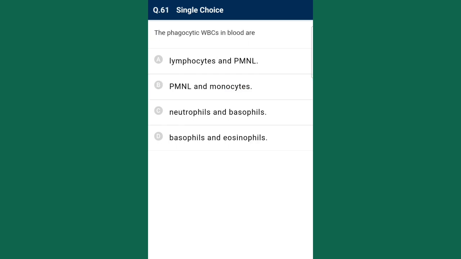Question number 61. The phagocytic WBC in the blood are PMNL, polymorphonuclear leukocytes or neutrophils, and monocytes. These are the WBCs in the blood which are phagocytic scavengers. So the answer for this question is option B, PMNL and monocytes.